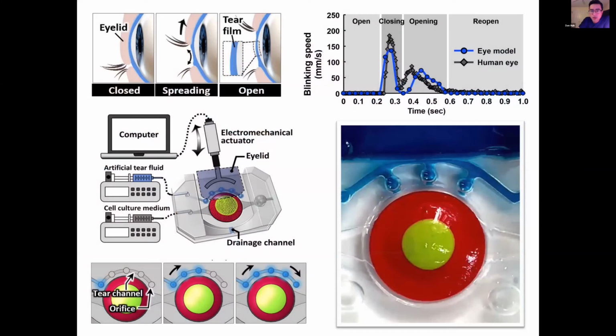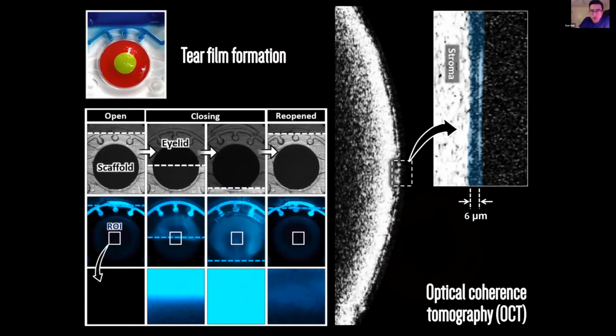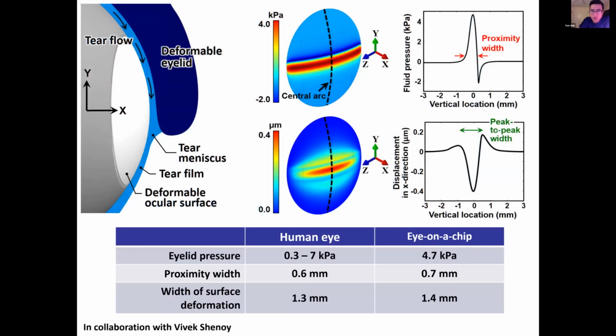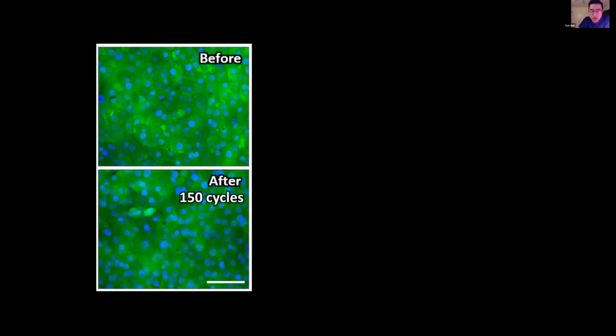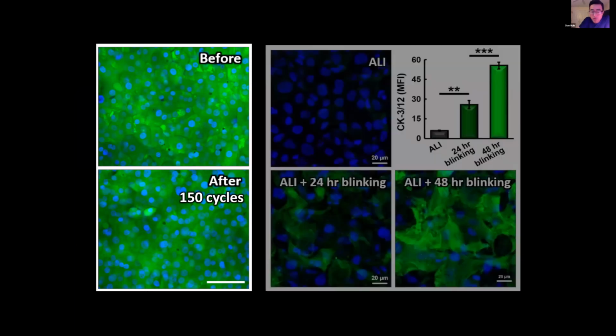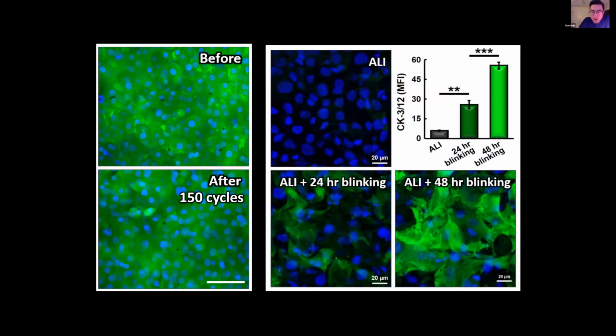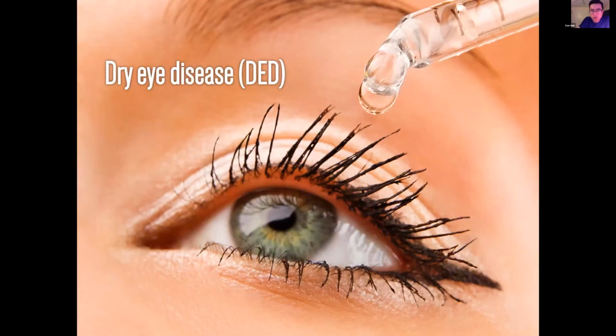In this study, we did a whole bunch of things. One of the interesting things was that, in collaboration with Vivek Shenoy, we modeled biomechanical forces in this engineered system to validate the relevance of this model. We also found that blinking forces help corneal cells differentiate in a more efficient, more rapid manner. So physiological blinking forces are good for the cells. That's one of the main findings of this study. We also use this platform to model dry eye disease for drug testing.